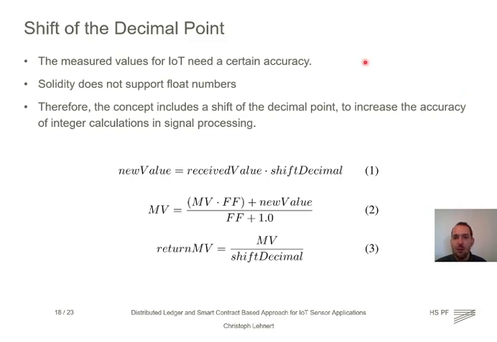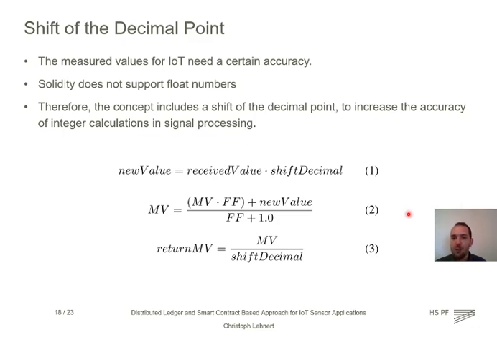The measured values for IoT need a certain accuracy. For calculations within the smart contract, like signal processing, note that Solidity does not support float numbers. Therefore, the concept includes a shift of the decimal point to increase the accuracy of integer calculations in signal processing. The calculation of a mean value can be used to smooth individual outliers depending on the filter factor FF, and is calculated according to Formula 2.